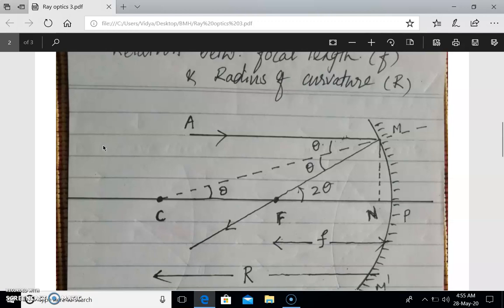Radius of curvature is PC. You have to bear in mind here, CM is a radius of the spherical mirror. CP is also a radius of the spherical mirror. So CM is perpendicular to the spherical mirror. Even CP is perpendicular to the spherical mirror. In other words, all radii of a sphere are perpendicular to the surface of the sphere.